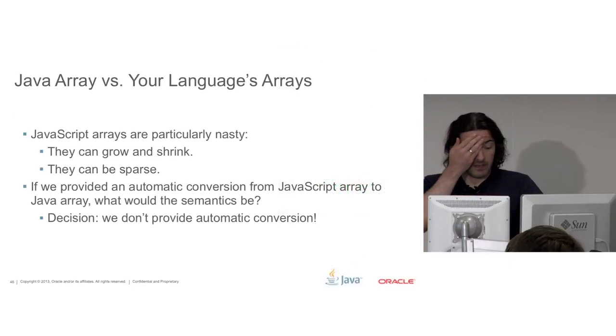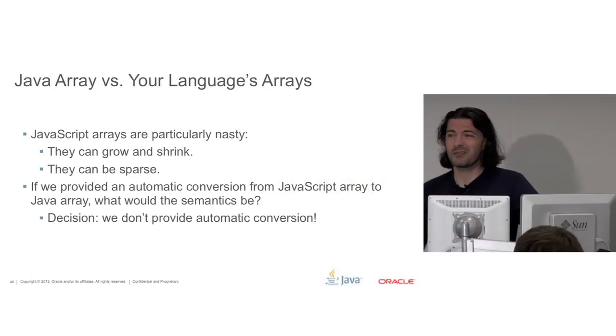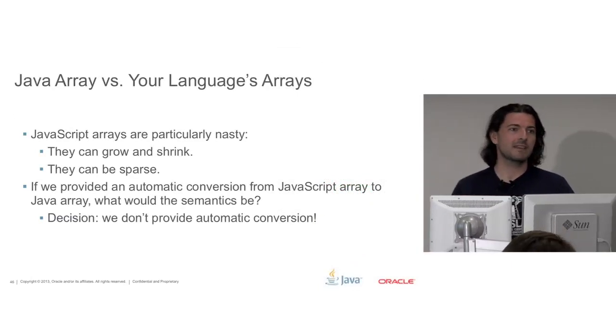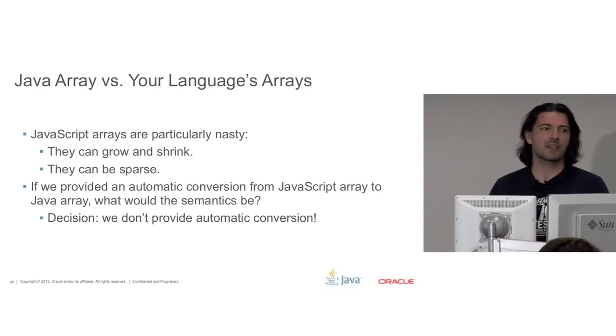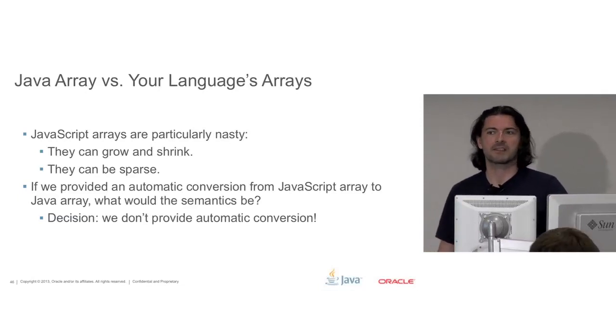Okay, arrays. We ran into a situation where arrays can be nasty, right? JavaScript arrays have heterogeneous types, can grow and shrink, and can be sparse. So they are pretty much different from Java arrays in any possible way.